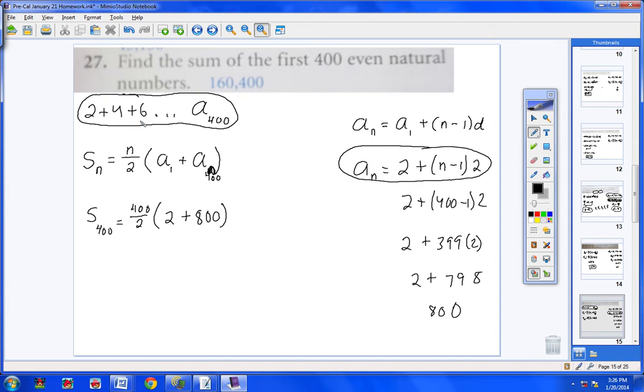How do I know it's an arithmetic sequence? Because it says 2 plus 4 plus 6 plus 8. I'm adding the same number over and over and over. All right, real quick, 400 divided by 2 is 200 times 802. So 200 times 802 would give us 160,400, which is the correct answer. All right, and moving on to number 29.